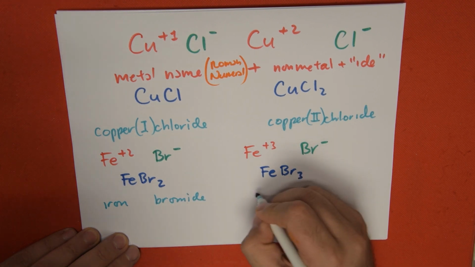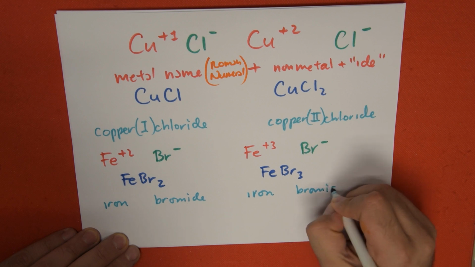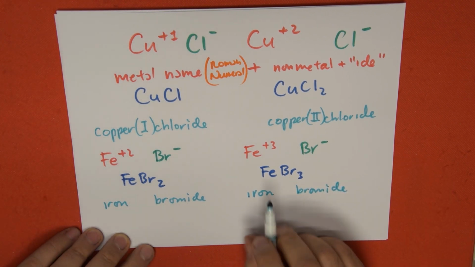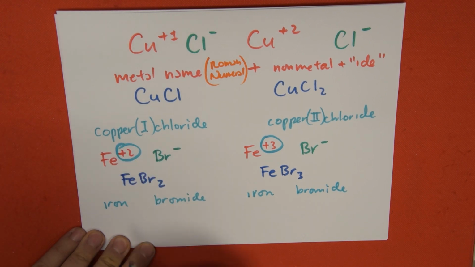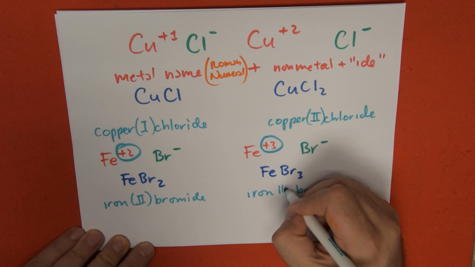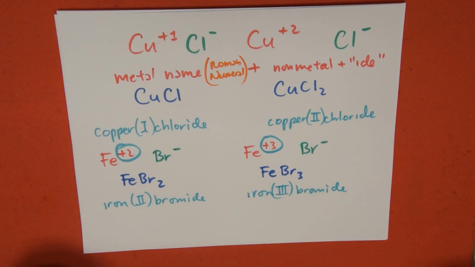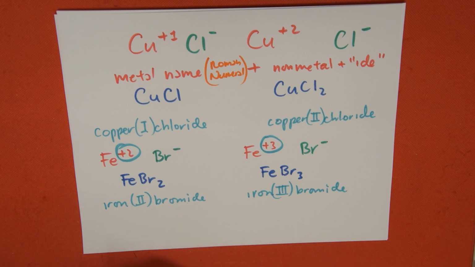And again, how do we differentiate between these two compounds? We have to know what is the original valence of the metal that we used to create the formula. In this case it's 3, in this case it's 2. So this one is going to be iron 2 bromide, and this is going to be iron 3 bromide between parentheses. And this is how you name metals with multiple valence.